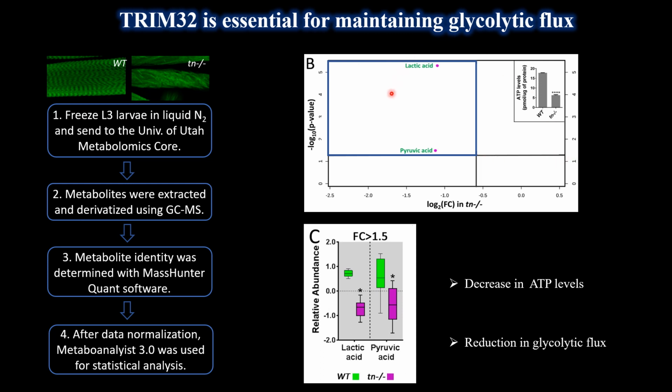And to our surprise, we found that two of the terminal products of glycolysis, pyruvic acid and lactic acid, were significantly reduced in our TRIM32 mutants, which can also be seen in our whisker plot, where lactic acid and pyruvic acid are relatively less abundant in the mutants as compared to the control. We also analyzed overall ATP levels and found that in TRIM32 mutants, the levels were significantly reduced as compared to the wild type. Therefore, the metabolomic analysis provides evidence that TRIM32 is required for maintaining glycolytic flux in the animals.